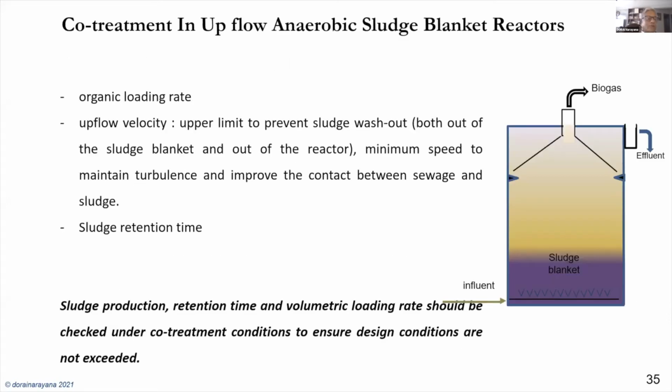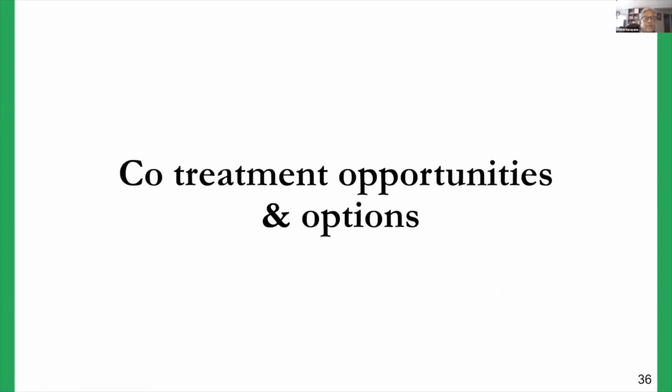Next, we'll look at one more system, the upflow anaerobic sludge blanket reactor. This is an anaerobic system. And here, organic loading rates are important. And upflow velocity needs to be checked under the co-treatment conditions. And sludge retention time, because maintaining the sludge blanket is key to the proper functioning of these kinds of systems, right? So again, sludge production, retention time and the volumetric loading rate, we need to check under the co-treatment conditions.